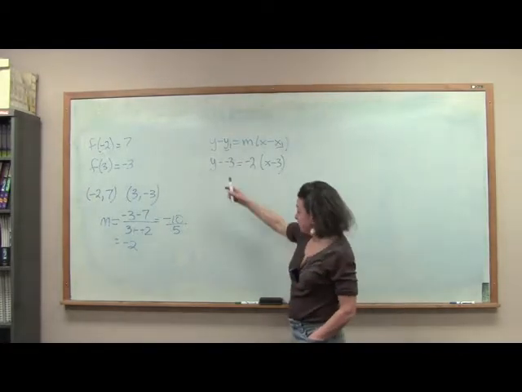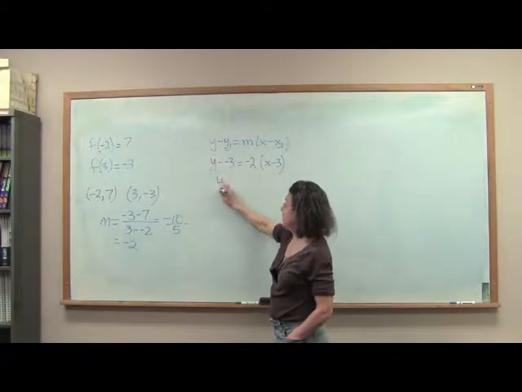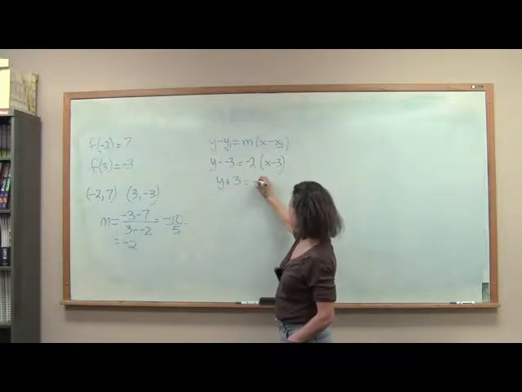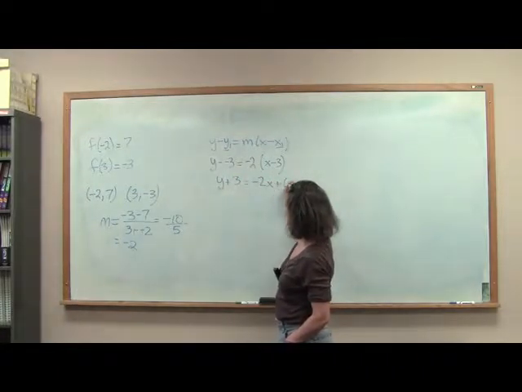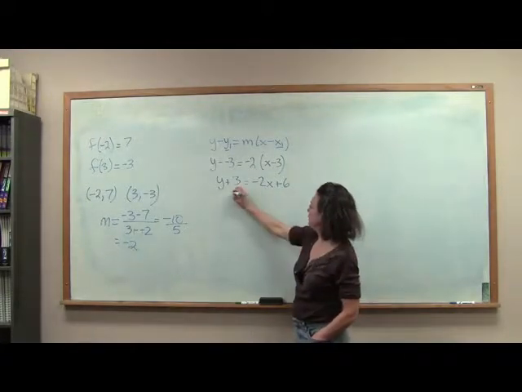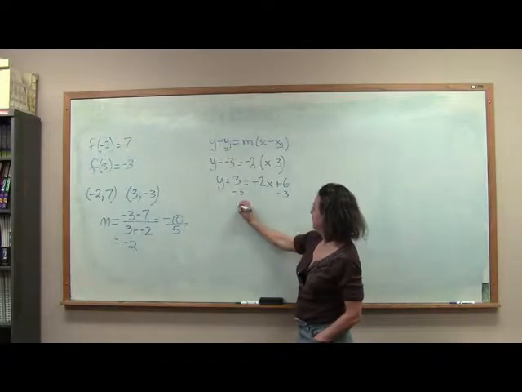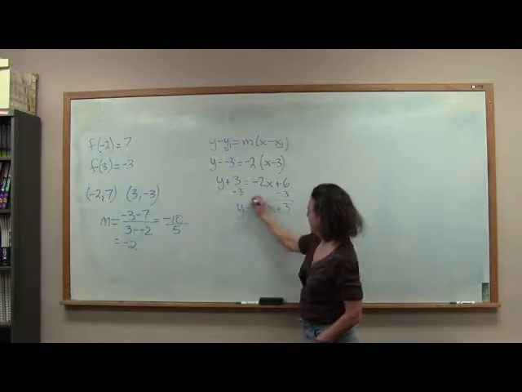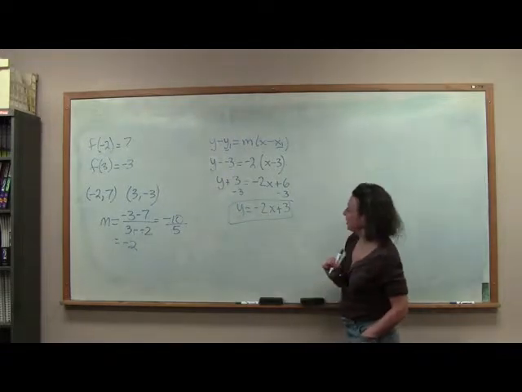All right. Remember, minus a negative is the same as plus a positive, and we can distribute, so we get -2x plus 6. And now when all is said and done, we can move our 3 over, and we get y is -2x plus 3. And there's our line.